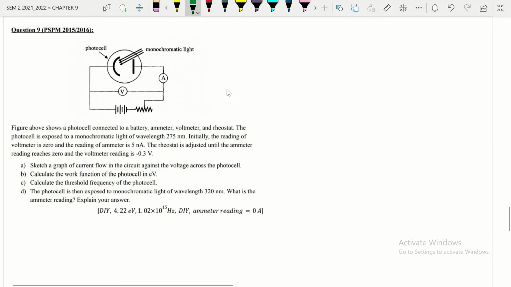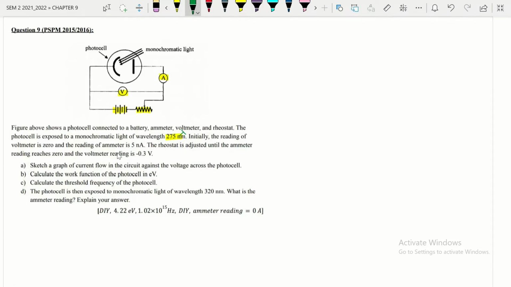Okay, now let's discuss question 9. The figure above shows a photocell connected to a battery, ammeter, voltmeter and rheostat. The photocell is exposed to a monochromatic light of wavelength 275 nanometer. So this is the wavelength.